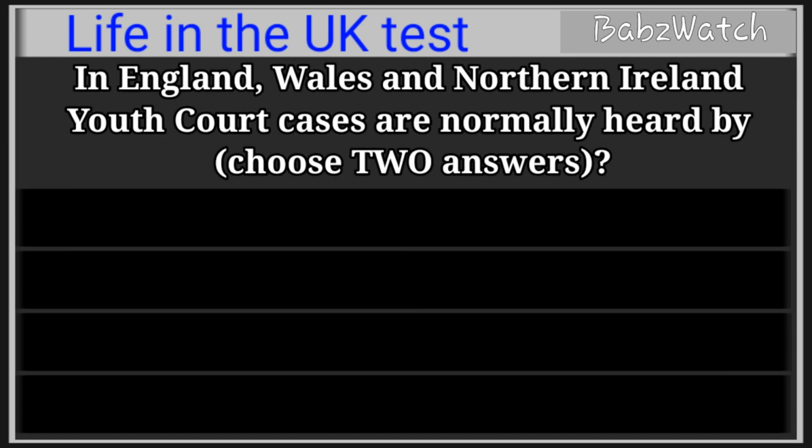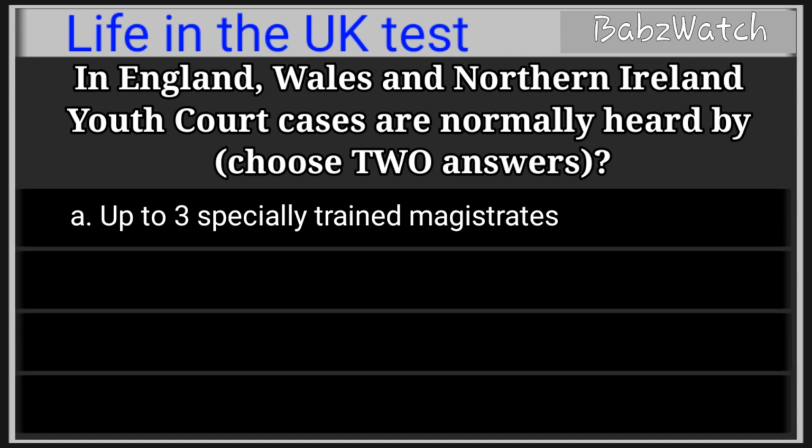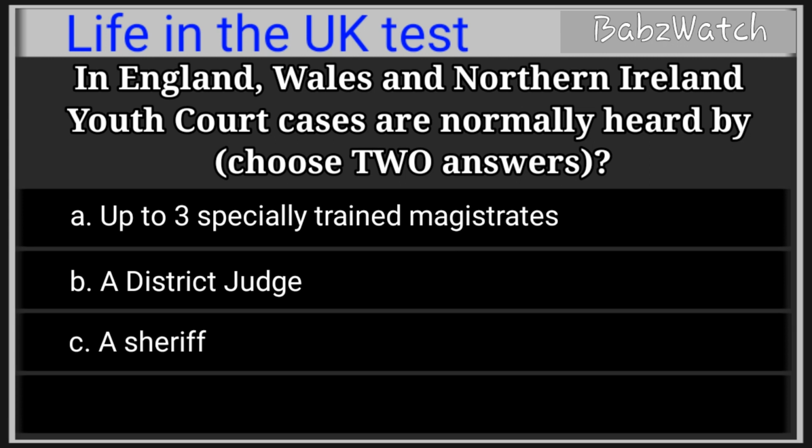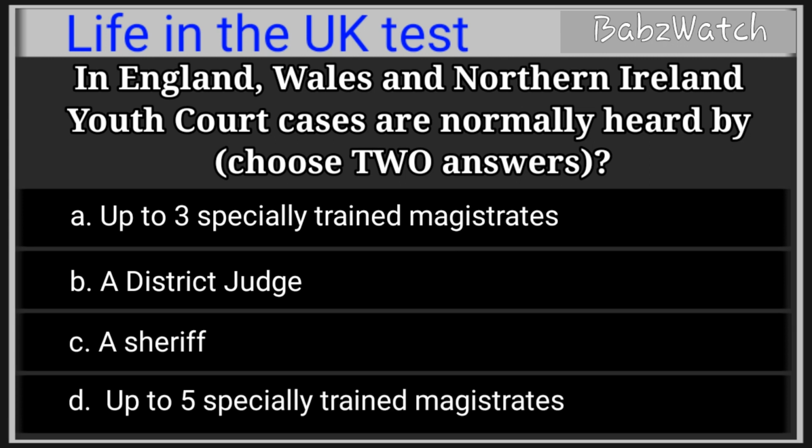Life in the UK test. Question 19 of 24. In England, Wales and Northern Ireland, youth court cases are normally heard by, choose two answers: A. Up to 3 specially trained magistrates. B. A district judge. C. A sheriff. D. Up to 5 specially trained magistrates. The correct answers are A. Up to 3 specially trained magistrates.